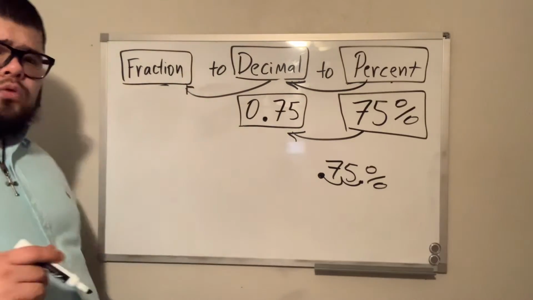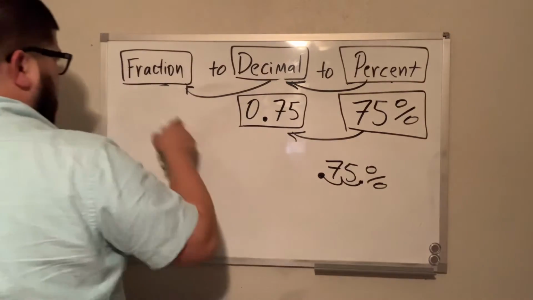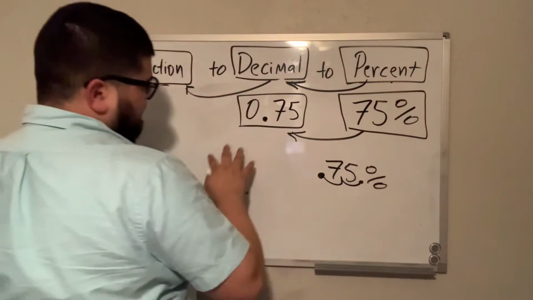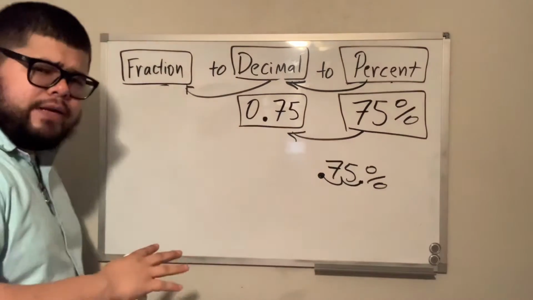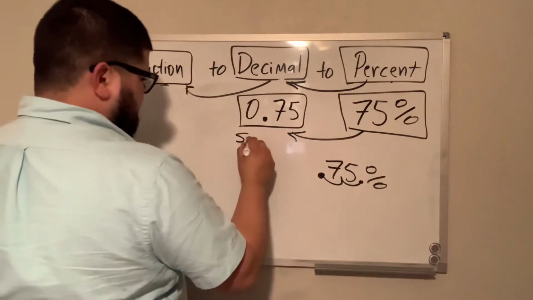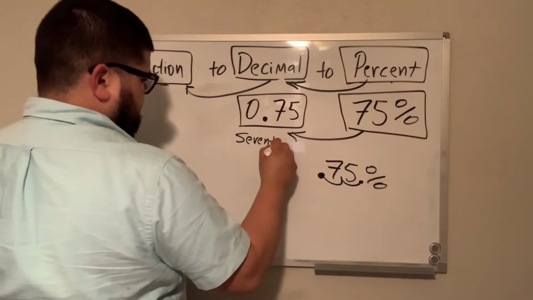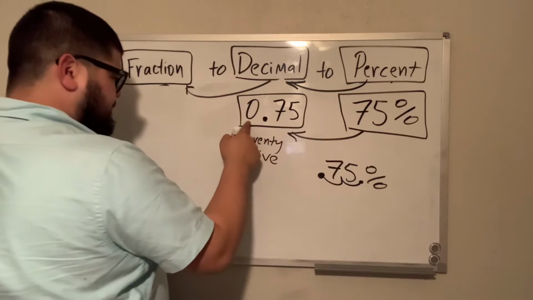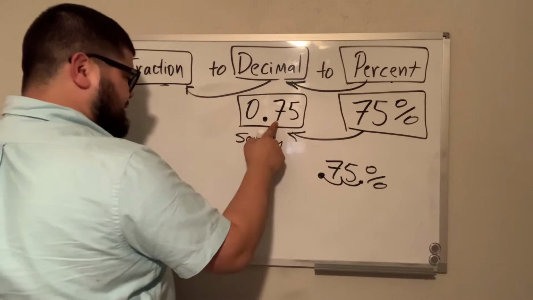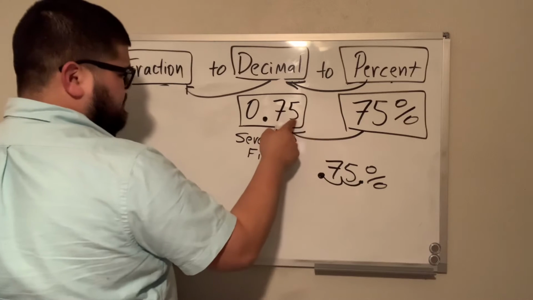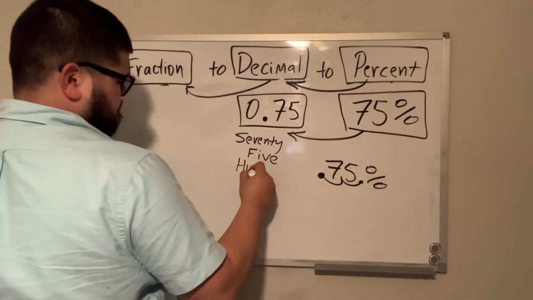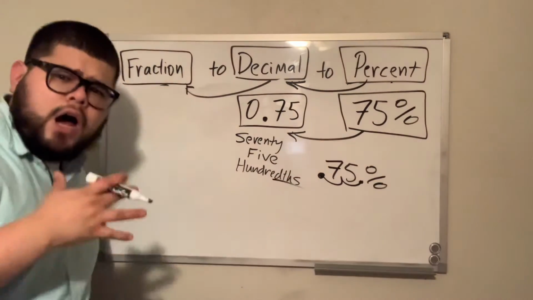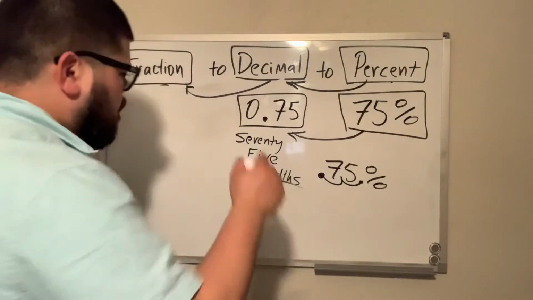All right, now we're going to go from a decimal to a fraction. And now we got to remember how to read this. How do we read this decimal, 0.75? This is 75 what? What place value is the 5 in? That's what we got to remember. This is the ones place. This is the tens place. The 5 is in the what? Hundredths place, right? It's in the hundredths place.